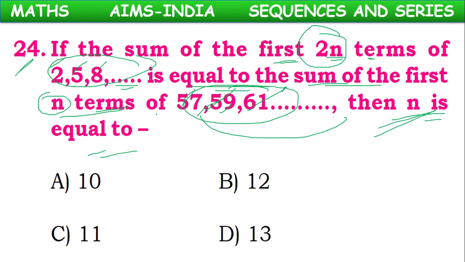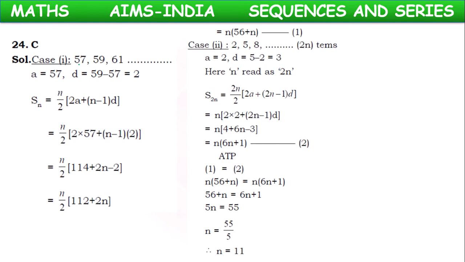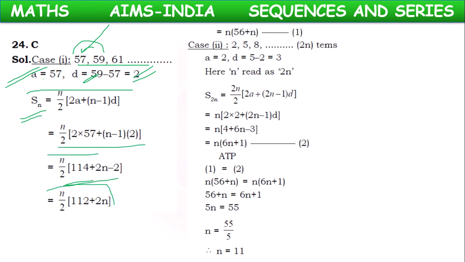So here this is n times, this is 2n times. So let's take this series first. In this series, a value is 57, d value is t2 minus t1, which is equal to 2. And the Sn formula, sum of n terms, is n by 2 into 2a plus n minus 1 into d. If we substitute the values, it is equal to n by 2 into 112 plus 2n. Or if we divide with 2, n into 56 plus n.